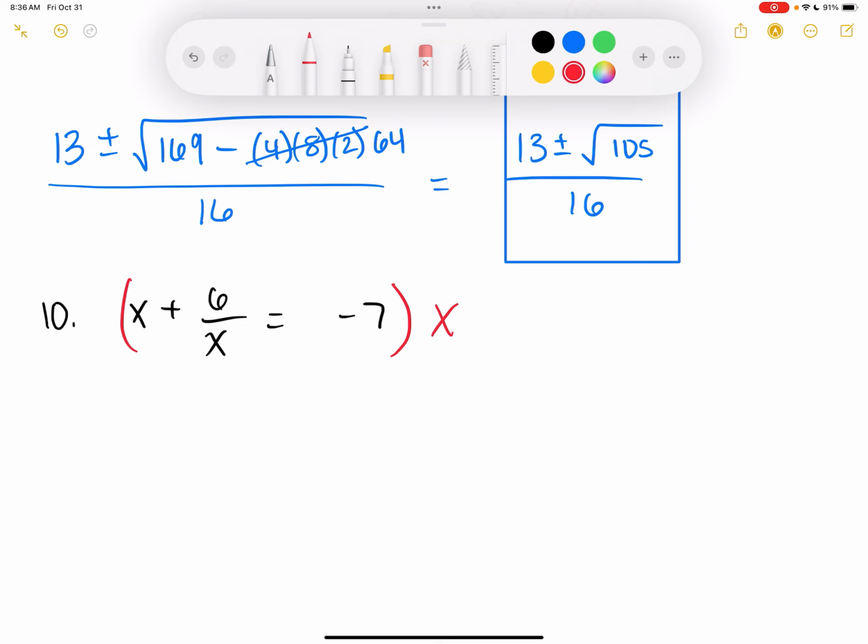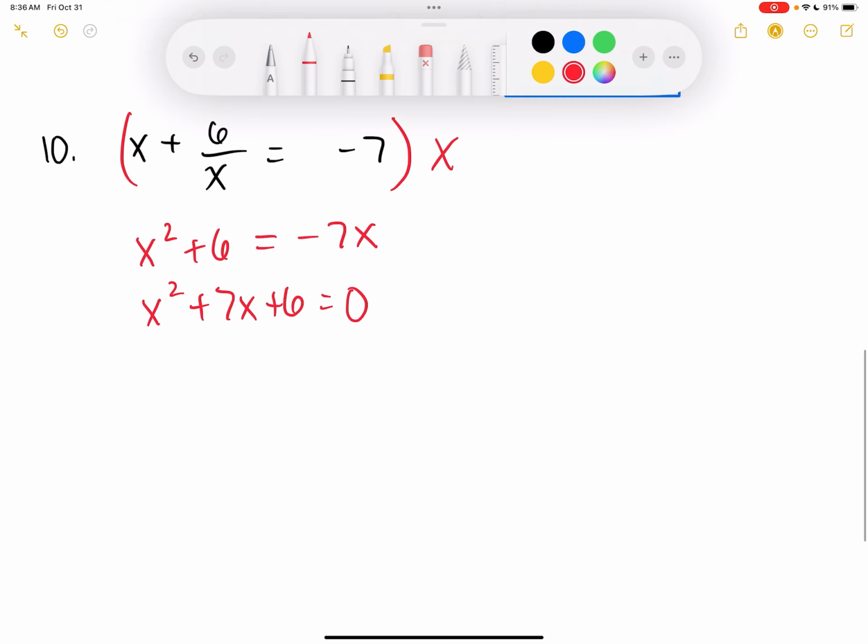So I end up with x squared plus 6 equals negative 7x. Why wouldn't it be plus 6x? Because the x cancels with the x. So I'm going to add the 7x over. So I've got x squared plus 7x plus 6 equals 0.